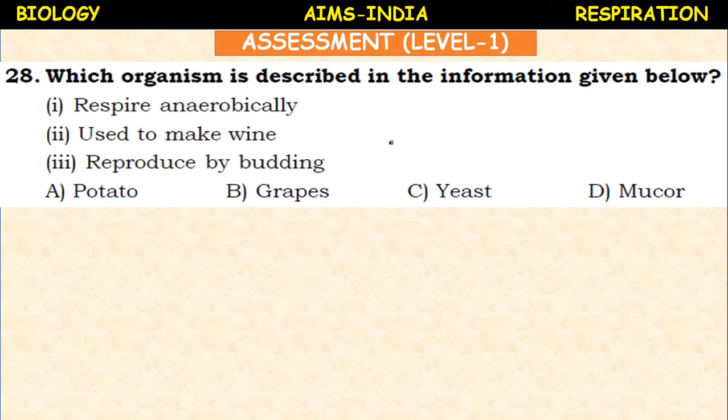Which organism is described in the information given below? This kind of question is an analytical approach type question which carries 4 marks. Here the description: respire anaerobically, used to make wine, reproduced by budding. These are all the characteristic features of yeast.